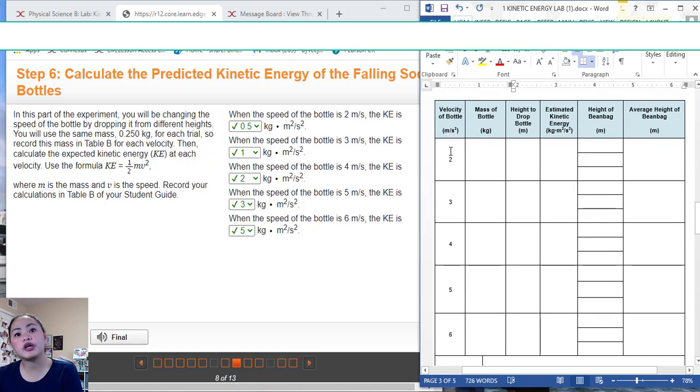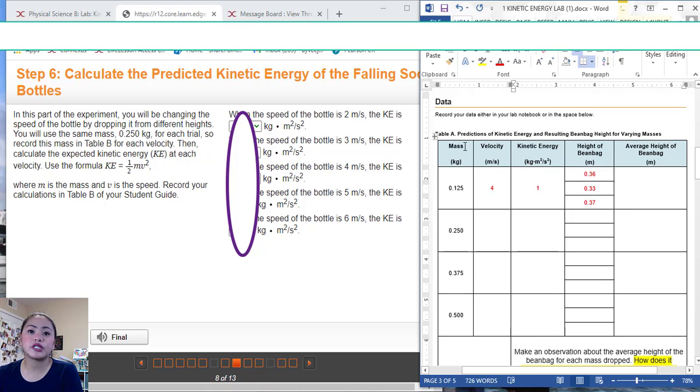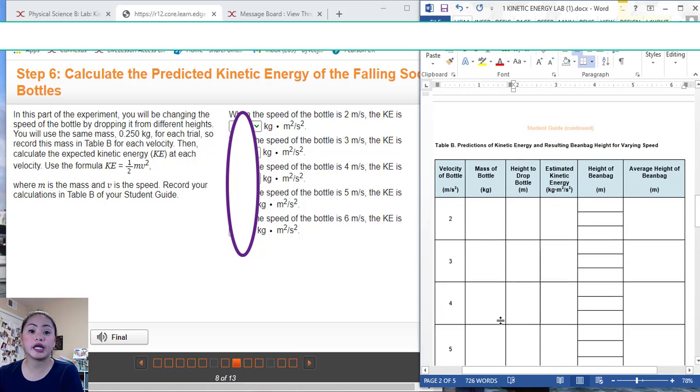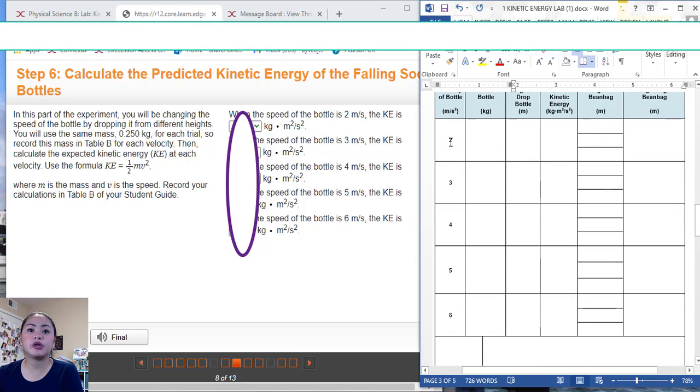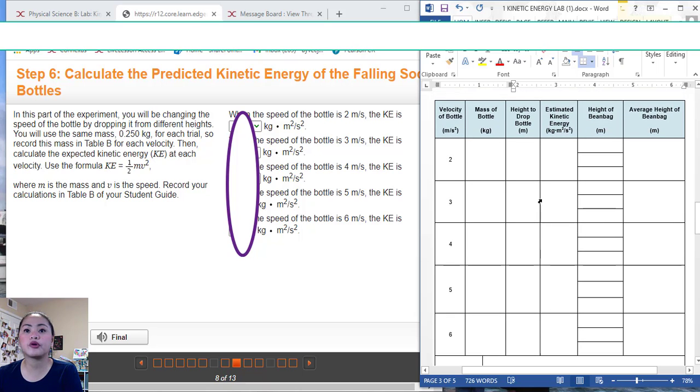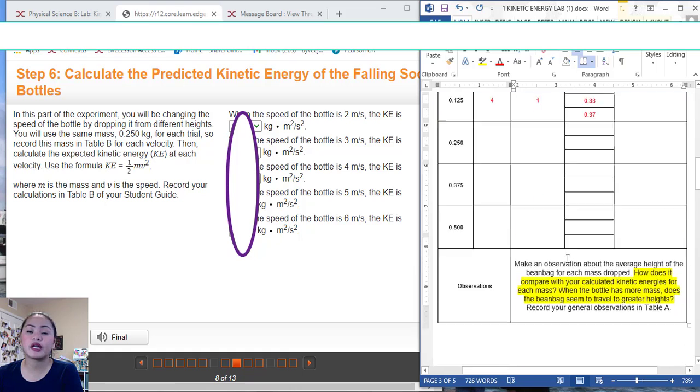We are going to go ahead and do letter B, or table B. This time we are changing the velocity of the bottle. So notice for table A, we changed the mass. We were increasing the mass, and you are going to find out what is the effect on our kinetic energy. But in table B, we are increasing the velocity, and we are going to find out what is the effect of that on the kinetic energy.